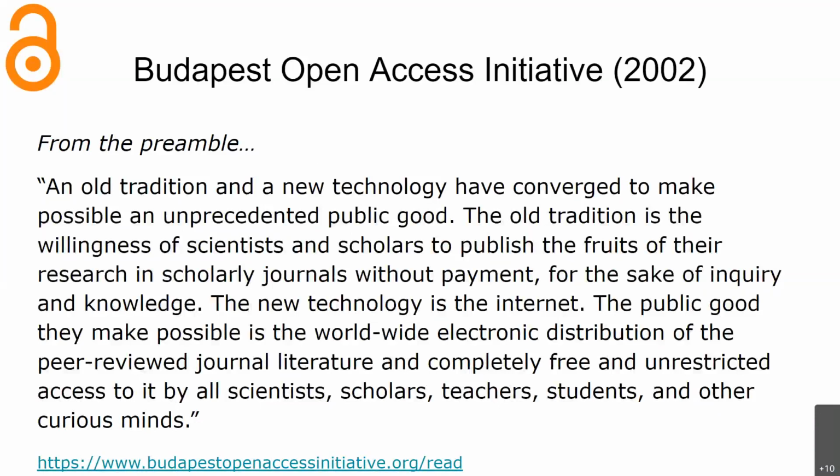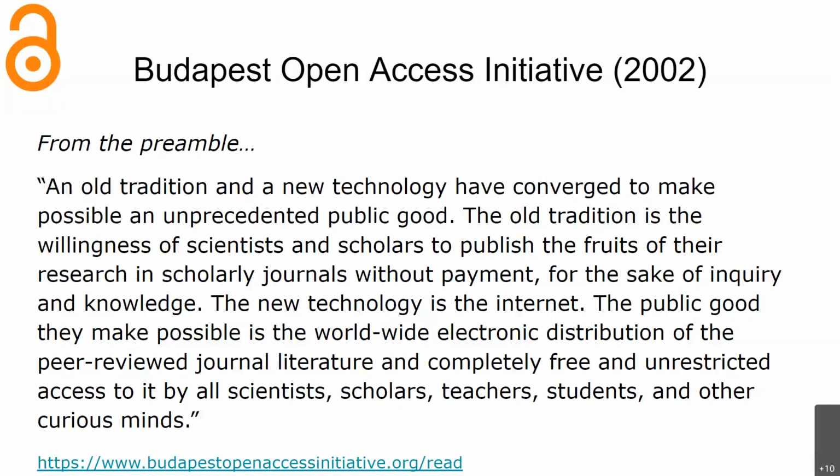So around the early 2000s, there started to be a movement to correct some of these issues and create access. This was all around the rise of the internet, which makes this possible, an unprecedented public good, which is the old tradition of scholars and scientists making their research public without payment for the sake of inquiry and knowledge. I love this. It's so inspiring. The new technology is the internet, and they have this public good of the journal literature that they can make freely available, unrestricted, to anybody, not just scientists and scholars, students, and the curious mind, anybody who's interested.